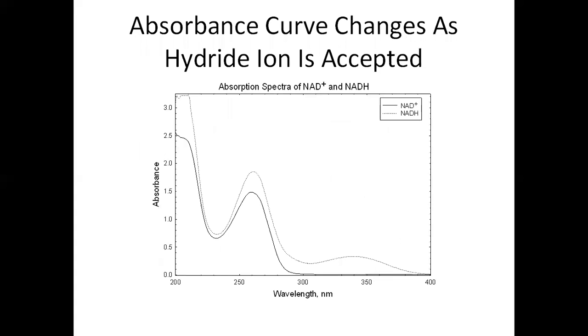Experimentally, an important feature that allows the study of oxidoreductases is that, as shown in this graph, NADH has an absorbance at 340 nanometers, whereas NAD does not.